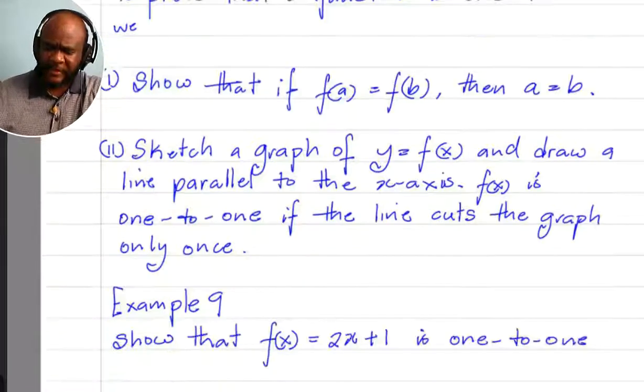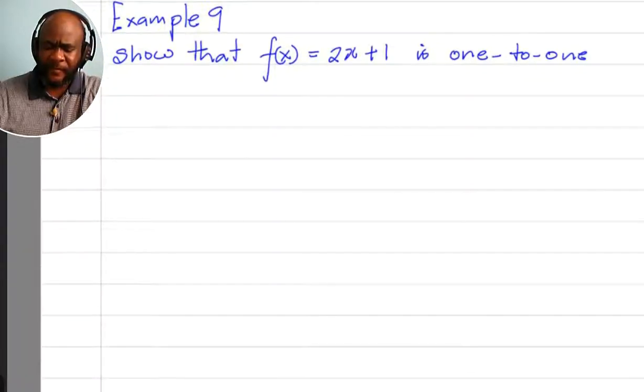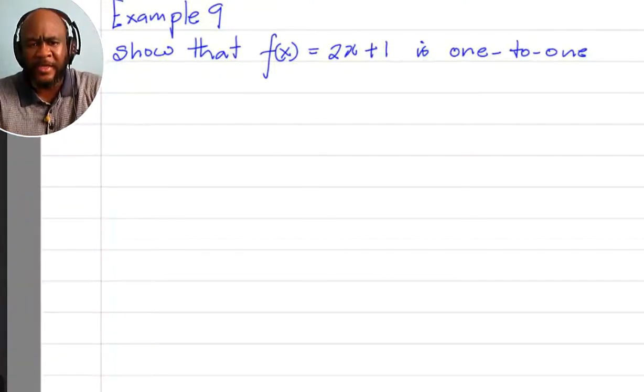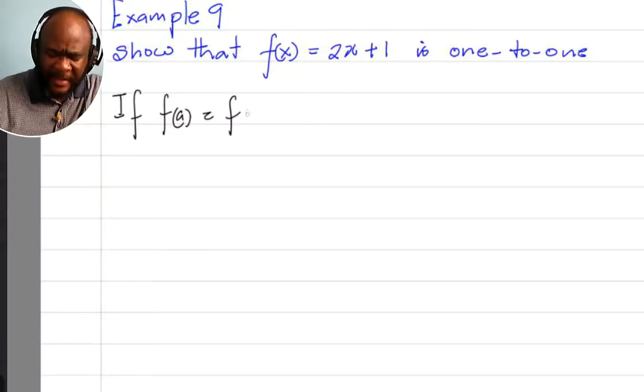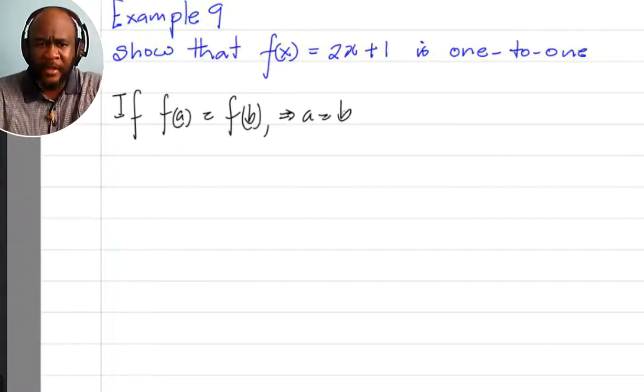All right, let's have a look at example 9. In example 9, we're asked to show that f of x is equal to 2x plus 1 is 1 to 1. Well, let's have a look at method 1. Method 1 says if f of a is equal to f of b, then a must be equal to b. If this is true, then the function is one to one.